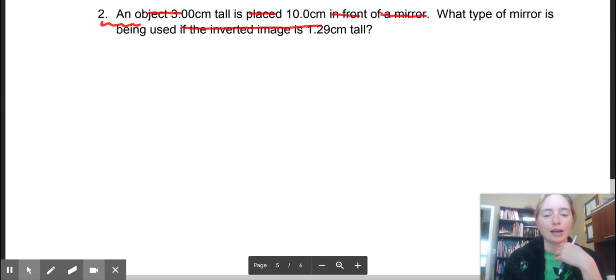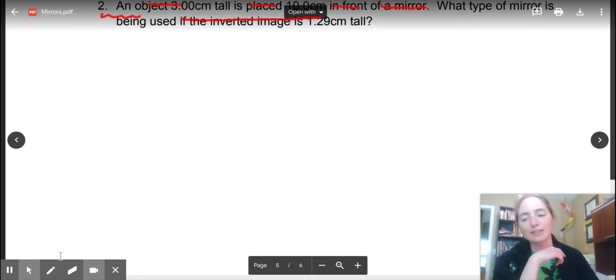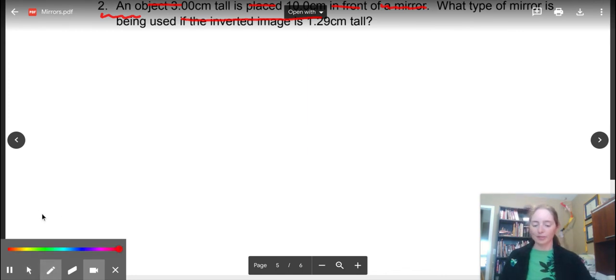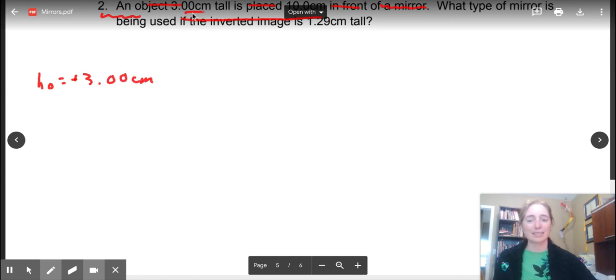There we go. Now I had zoomed a bit, but that's okay. All right, so let's start out with what we have. We have an object that is 3 centimeters tall. So the height of our object, according to our table, is going to be positive 3.0 centimeters. Once again, it doesn't matter the units you use so long as these units are the same.